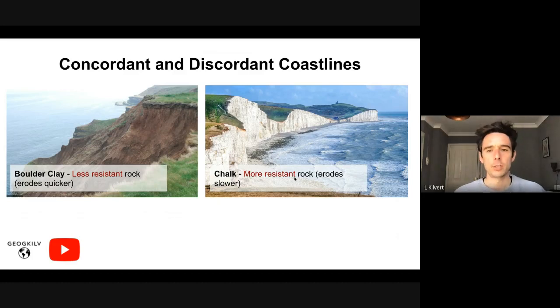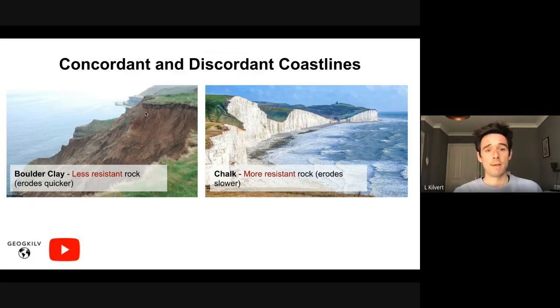In the 2 pictures that we can see in front of us, I've given you 2 examples of different rock types. This rock type that you can see here is a cliff which is made up of boulder clay. Boulder clay is less resistant, and what that means is it erodes much, much quicker than the more resistant rock that you can see on the right-hand side. The rock on the right-hand side here is more resistant. It's chalk, which means that it erodes much slower. And actually, if you look at the pictures, you can probably see that.